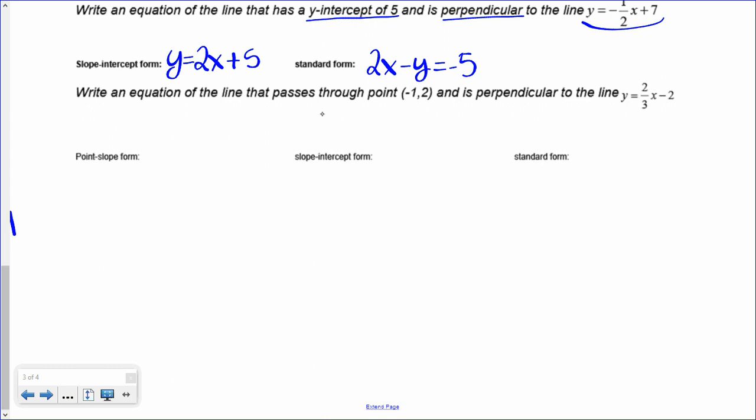It's the same as before. I'm just switching to perpendicular. So what would the point slope form be? Anybody? Brody. Y minus 2 equals -3/2. Yep. Notice where it said perpendicular, so you're going to do the opposite reciprocal of 2/3, the original slope.